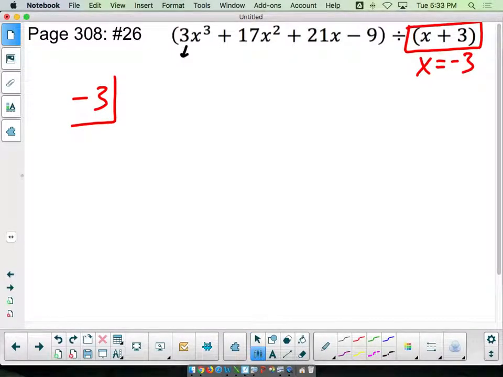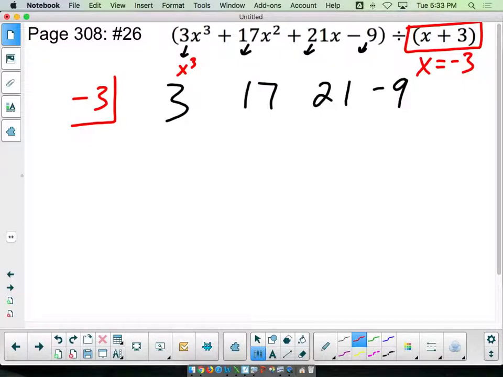I then bring down these coefficients, or the numbers in front, but just the numbers. So 3, 17, 21, and negative 9. I didn't have to put any zeros in here because this was x to the third, then x to the second, then x to the first, then just a number. So since I didn't skip over anything, I didn't have to put any zeros in there.